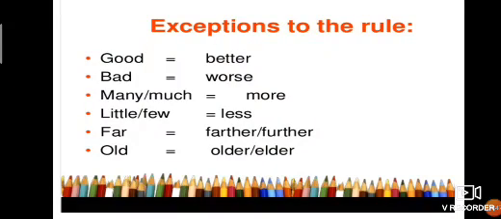Exceptions to the rules. There are exceptional cases. Good is positive, better is comparative. Bad, worse. Many or much, more. Few or little, less. Far, farther, further. Old, older, elder. Okay, these are the exceptional rules we use in adjectives of comparison.